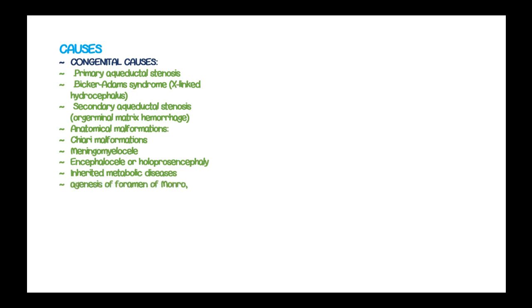What are the causes of this hydrocephalus? It can either be congenital or acquired causes. In congenital causes, we have primarily aqueductal stenosis, Bickers-Adams syndrome, that is the X-linked hydrocephalus, secondary aqueductal stenosis, anatomical malformations, Chiari malformations, meningomyelocele, encephalocele, or inherited metabolic diseases, or agenesis of the foramen of Monro.